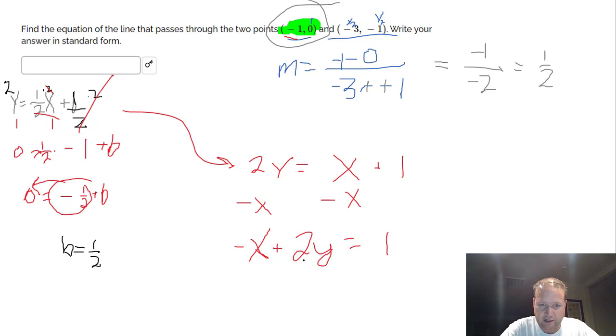And the only other thing you could do is sometimes we will like to say that in order to be standard form, x always has to be positive. So I could switch every single sign and I would be exactly the same equation. That would be x minus 2y equals negative 1. Either one of those would be in standard form.